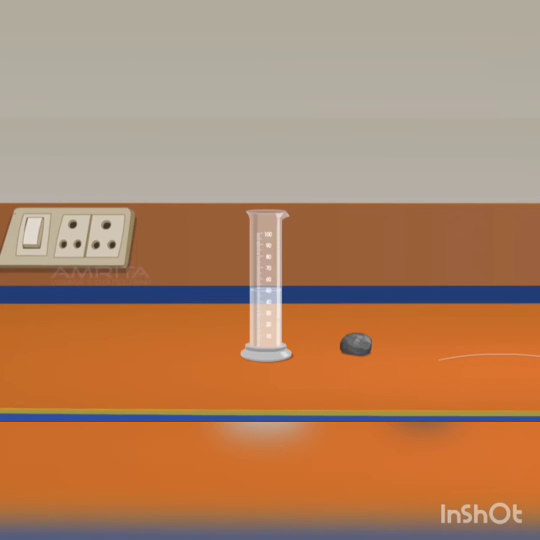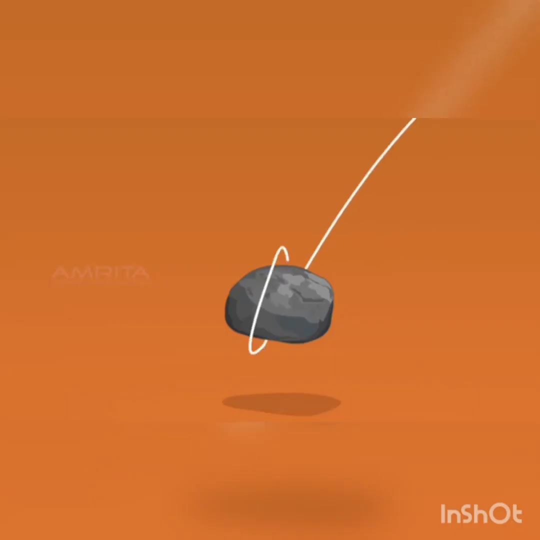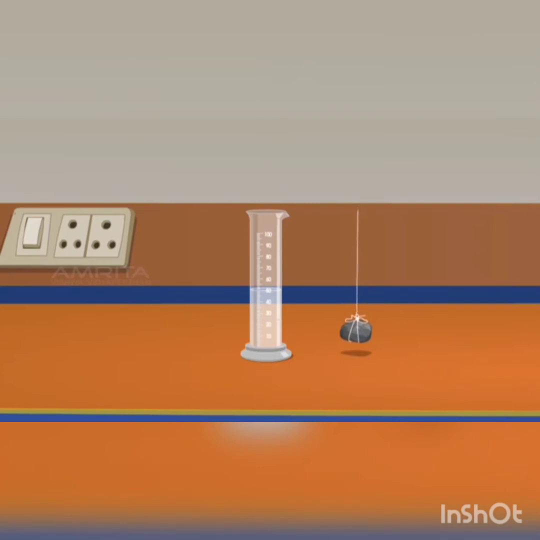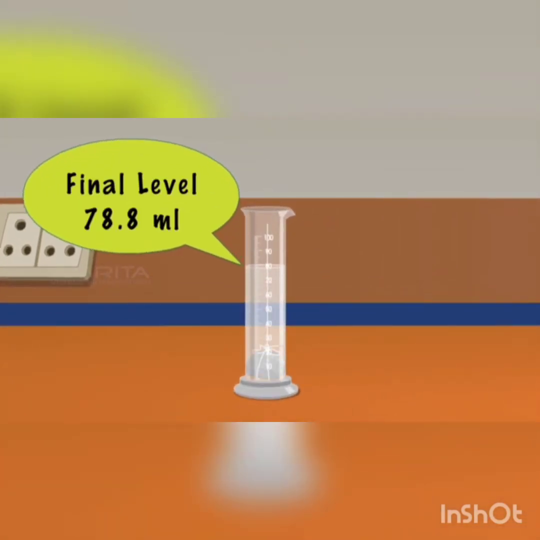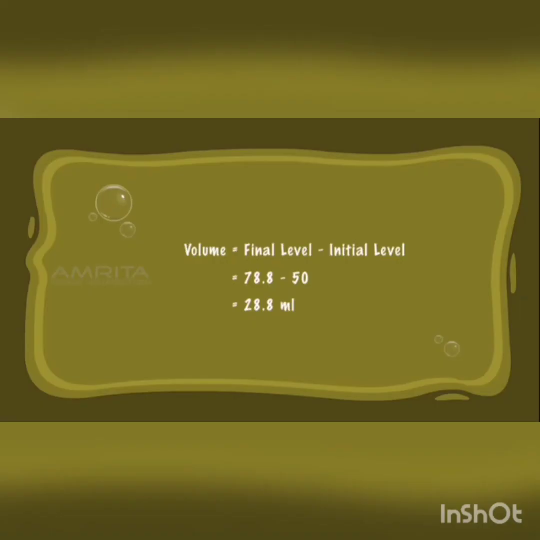Use a stone, a piece of twine, 50 ml water and a 100 ml measuring cylinder. Tie the stone using the twine. Immerse the stone in the cylinder, holding the free end of the twine. The water level goes up to 78.8 ml. The density you can find out by the formula density equals mass by volume.